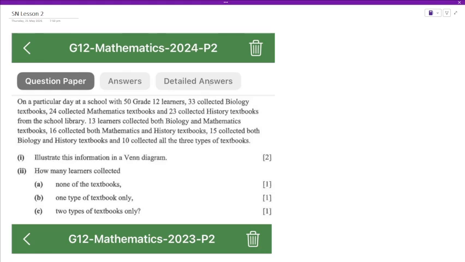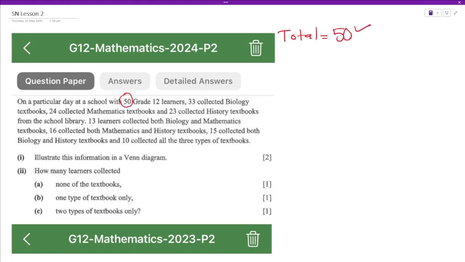So now, how do you answer this type of question? The first thing you need to do is collect some pieces of information from the description of the question. So we start right from the start. They're saying on a particular day at a school with what? 50 grade 12 learners. What does that tell you? The total number of learners at this school was 50. So you're going to indicate that total is equal to 50.